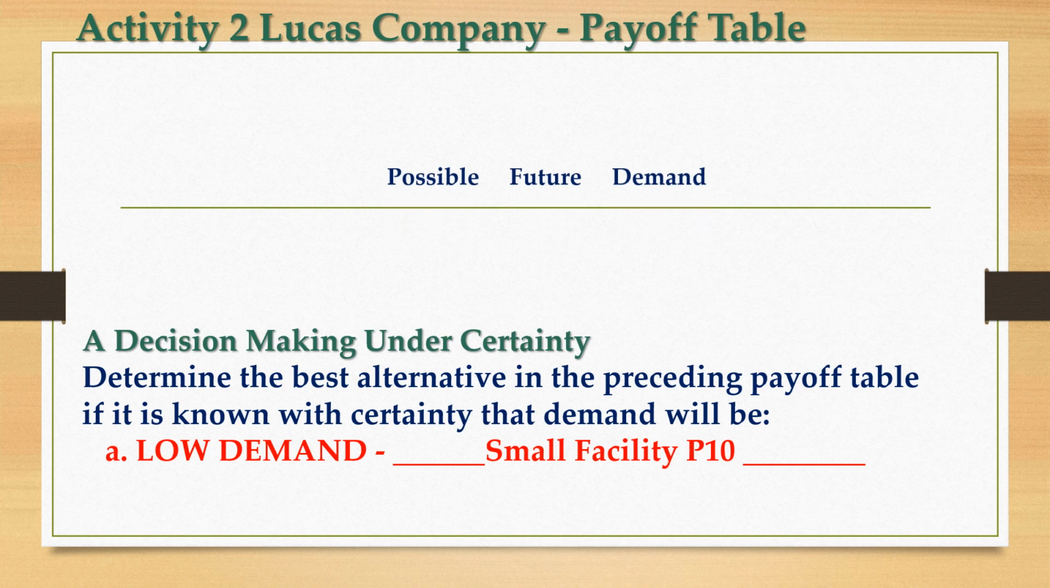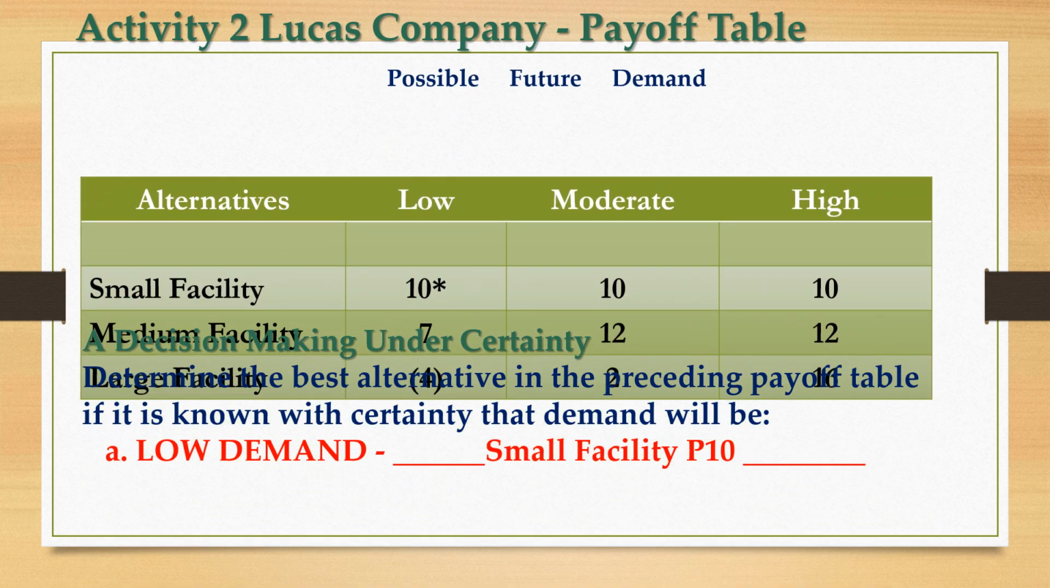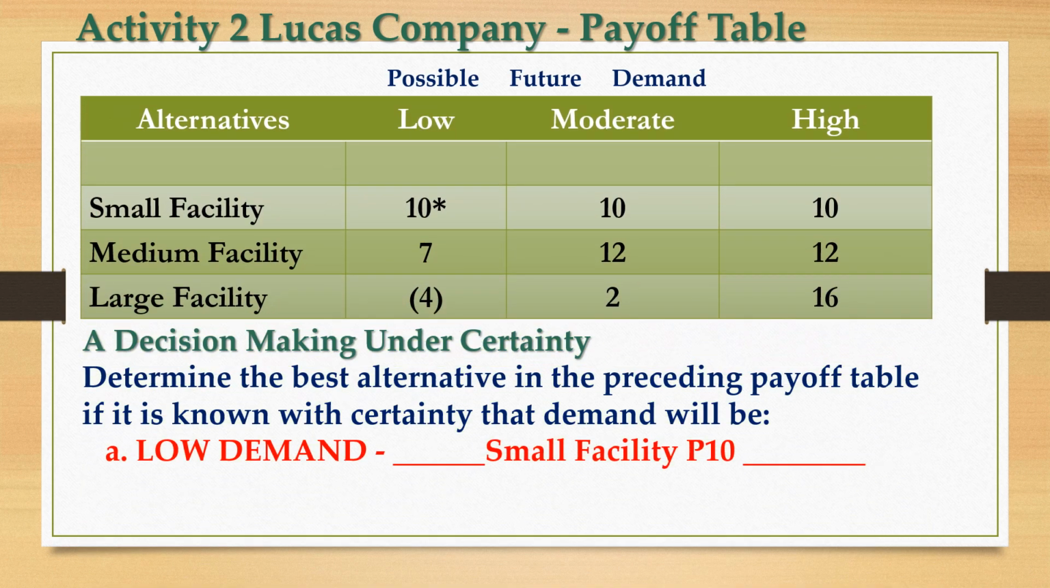Okay, give yourself 2 points if you've got the correct answer. So if you are certain that demand will become low, the best alternative is a small size facility because that will give us the highest payoff. 2 points for that. Check your work, please.